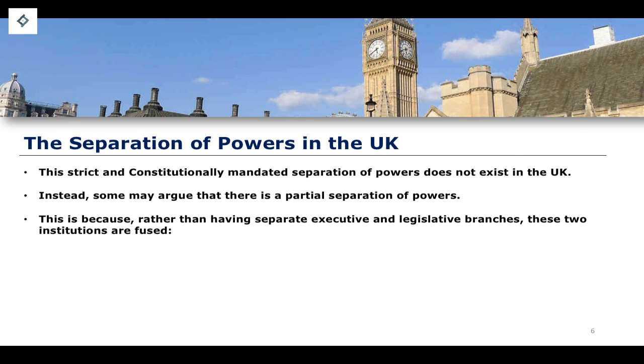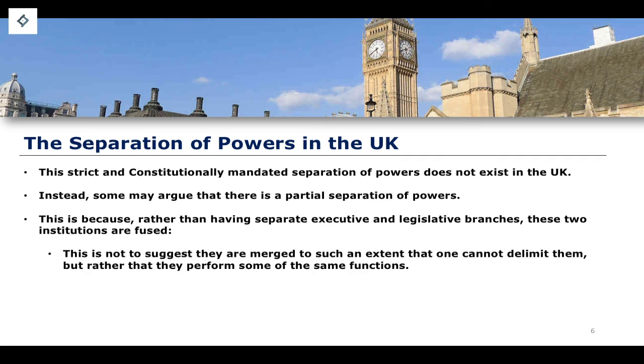So rather than having, for example, an executive and a legislative branch which are both completely distinct and separate, these institutions are in fact fused. So we have the fact that the government, the executive branch, sits in Parliament and has parliamentary legislative authority. It has the authority and contributions to the passing of law.